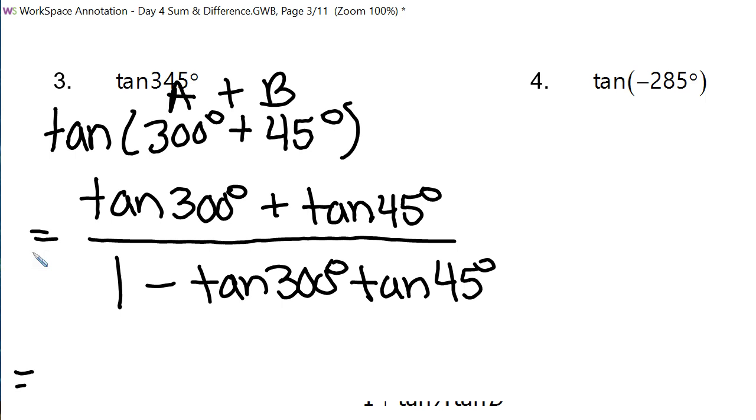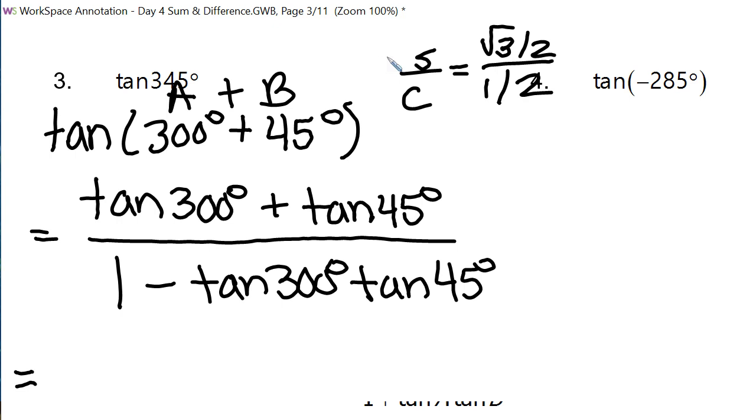Tangent of 300 degrees. What's the reference angle for 300 degrees? 60. So if I do sine over cosine, what's the sine of 60? Root of 3 over 2. And what's the cosine of 60? 1/2. And 300 degrees terminates in which quadrant? 4. So in quadrant 4, would tangent be positive or negative? Negative. And square root of 3 over 2 over 1/2 simplifies to? Yeah, so this would be negative square root of 3.